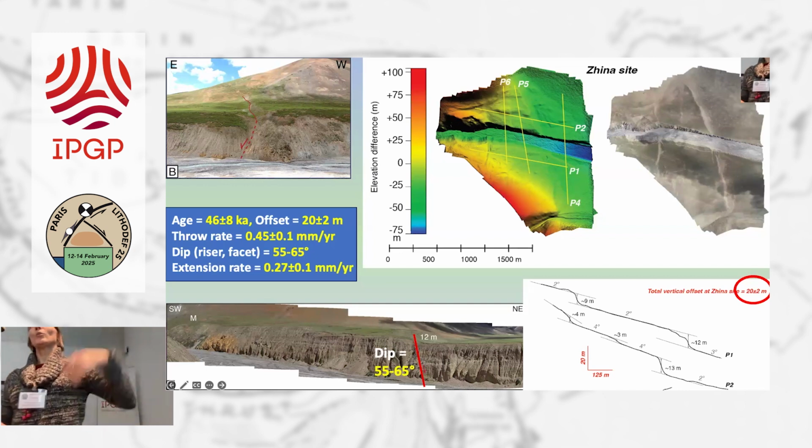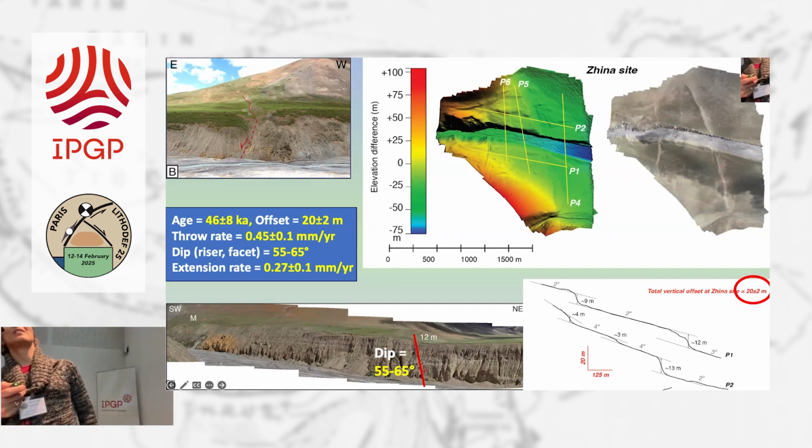So we flew the drone, we did a high resolution DEM, and then we could measure the total vertical offset across the 3 scarps, and that is 20 meters, okay? And then we dated this fan, and it's much older than what we expected. It's 46,000 years old. So when you match the age with the offset, you get a throw rate, which is much lower than what we have along the Yadong-Gulu rift, right? 0.45. And then we could estimate the dip of the fault from the terrace risers. That means that the extension rate is 0.3 millimeters per year.